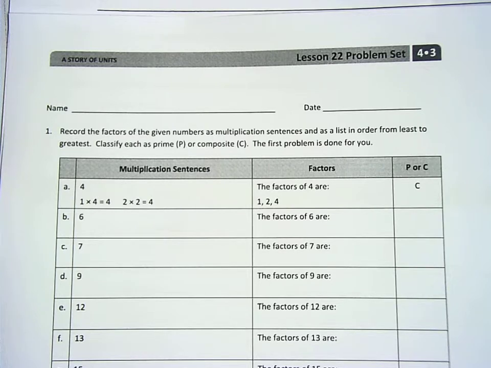Factor pairs are just the numbers that you multiply together. Anytime you can multiply two numbers together, they're factors of the number that is your product. We're going to be finding factor pairs in this lesson for numbers up to 100, and we're going to be defining prime and composite.